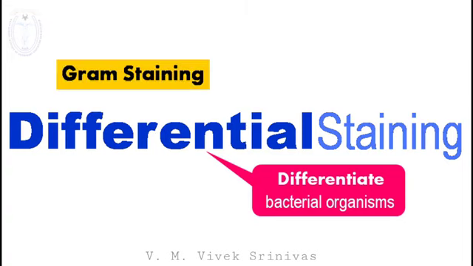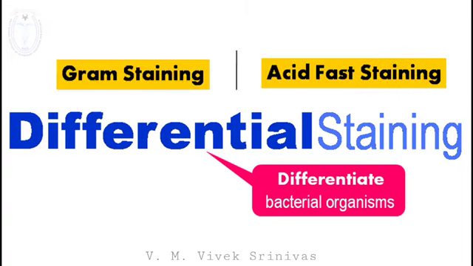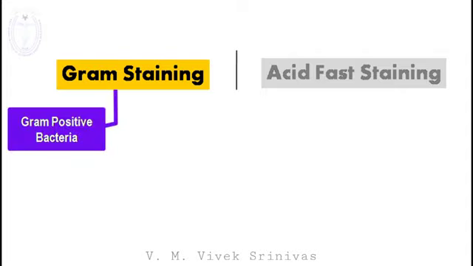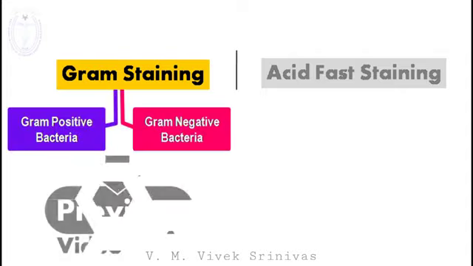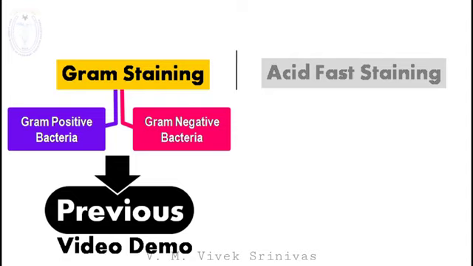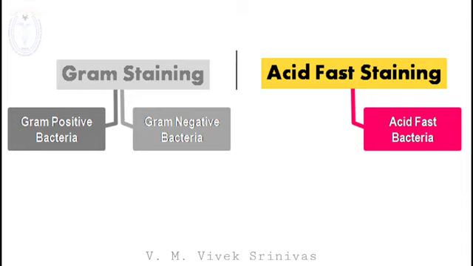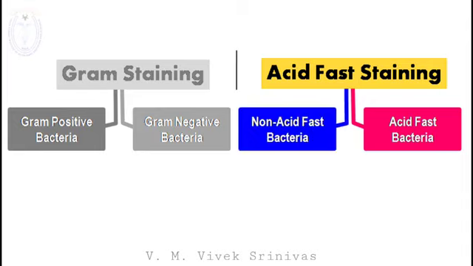The Gram staining and the acid-fast staining are the differential bacterial staining techniques. The Gram staining differentiates the bacteria into the Gram-positive and the Gram-negative bacteria. In the previous video demonstration, we have discussed the Gram staining technique. The link is available in the YouTube description below. Next, the acid-fast staining, which differentiates the bacteria into the acid-fast and the non-acid-fast bacteria.